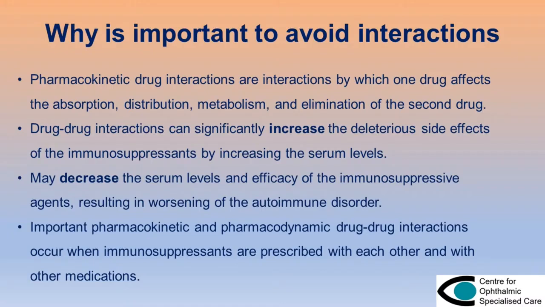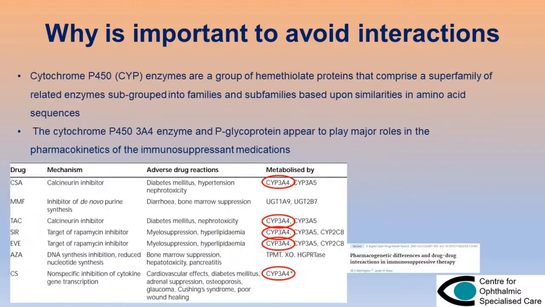So important pharmacokinetic and pharmacodynamic drug-drug interactions occur when two immunosuppressants are given at the same time, or one immunosuppressant with another drug. In the metabolization of the immunosuppressive treatment, the cytochrome P450 enzymes are very important. These are a group of heme proteins that comprise a superfamily of related enzymes, subgrouped into families and subfamilies based upon the similarities in amino acid sequences.